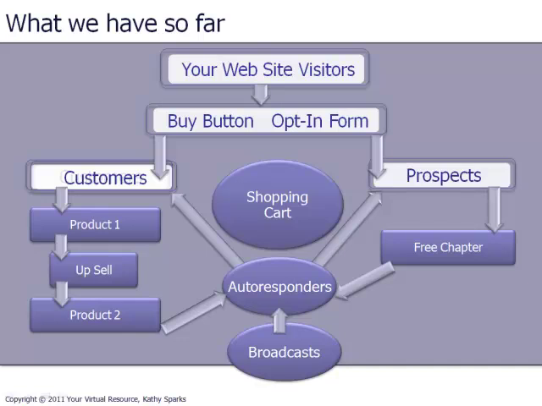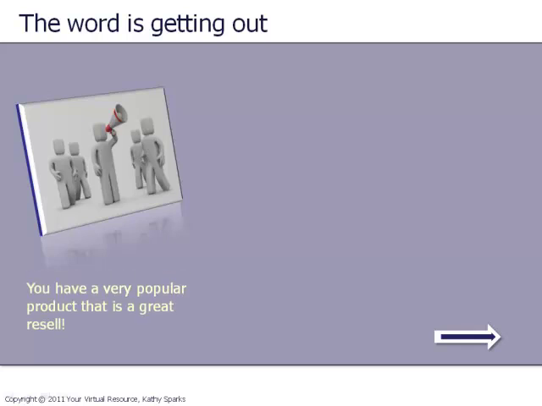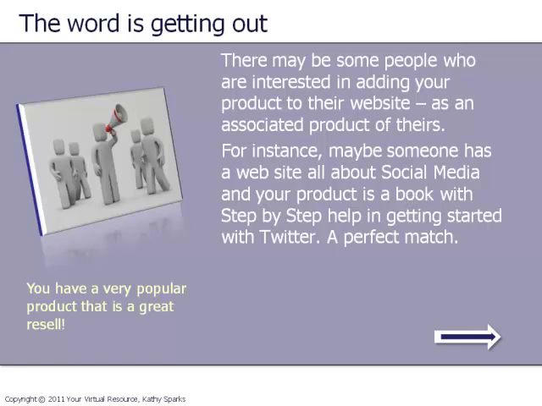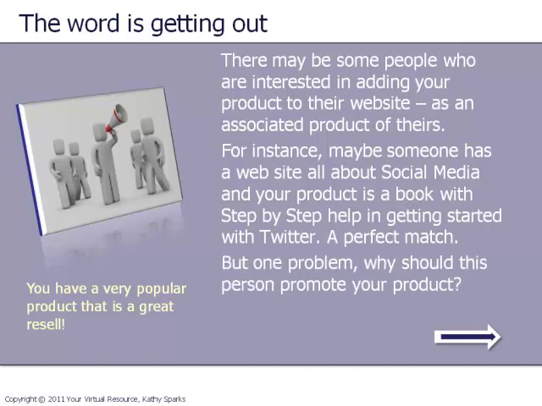Well, the word is getting out. You have a very popular product, and it's a great resell. There may be some people who are interested in adding your product to their website as an associated product of theirs. For instance, maybe someone has a website all about social media, and your product is a book with step-by-step help in getting started with Twitter. What a perfect match. But one problem, why should this person promote your product? The answer is easy.